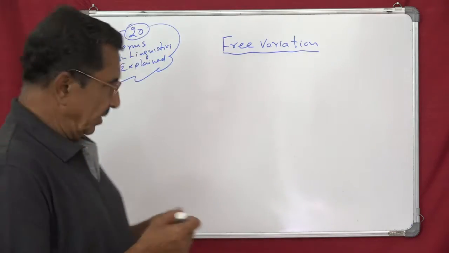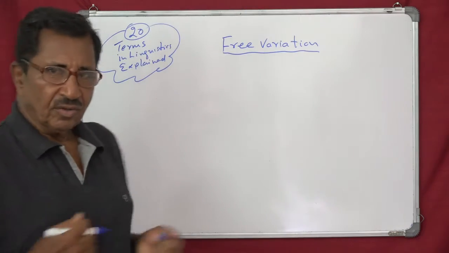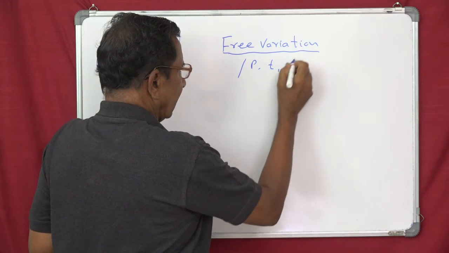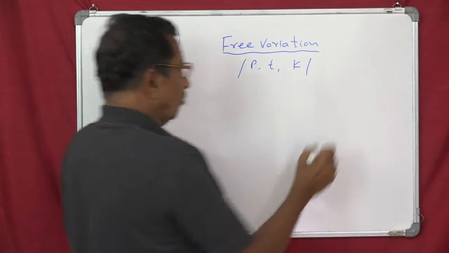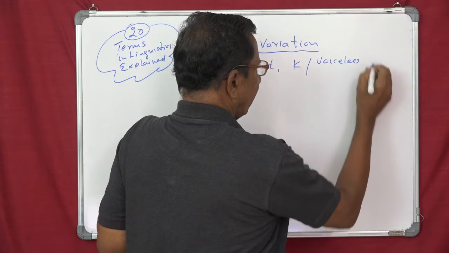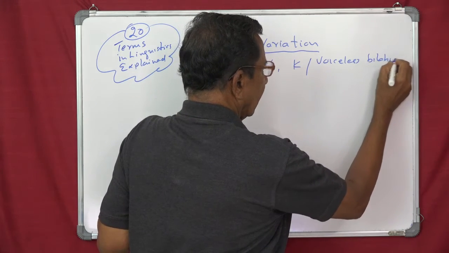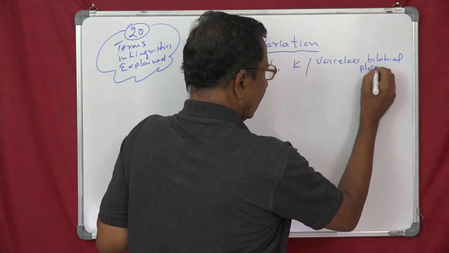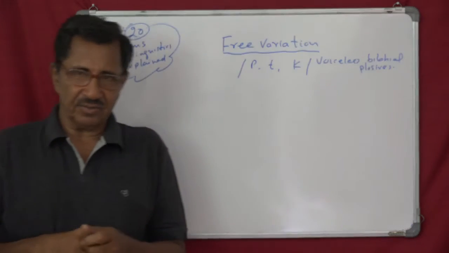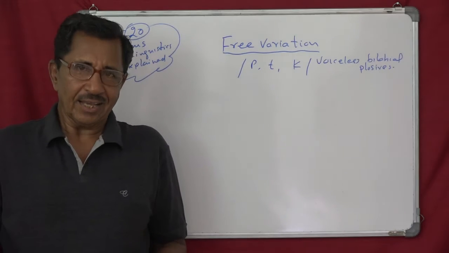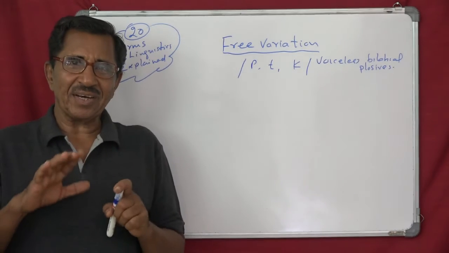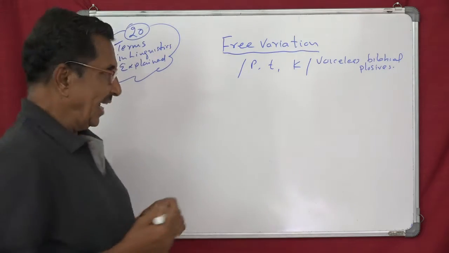Now if you look at these words, see, these sounds p, t and k. They are voiceless bilabial plosives. You know that. Now these sounds, many other sounds also, I am just taking an example only. These sounds, sometimes they are pronounced or articulated.